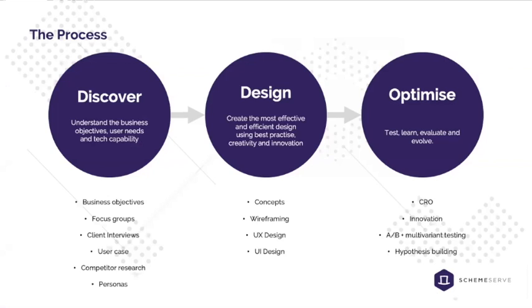Generally, the process that we go through when we design a website or an interface is a three-step process, which is design, discover, and optimize. So starting with design, that's where we understand the business objectives, the user needs, and the technical capability. What the discovery phase is concerned with is finding out what the business objectives are, what are we trying to achieve here for the business, looking at focus groups and customer groups to understand how they use something, what their pain points are, what their requirements are, and their needs.